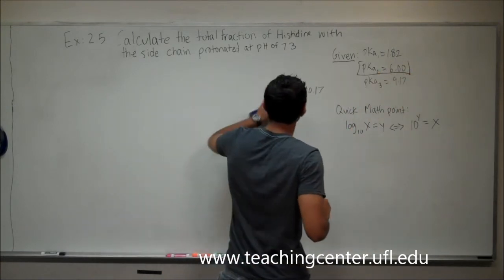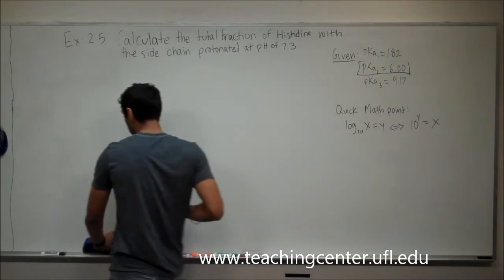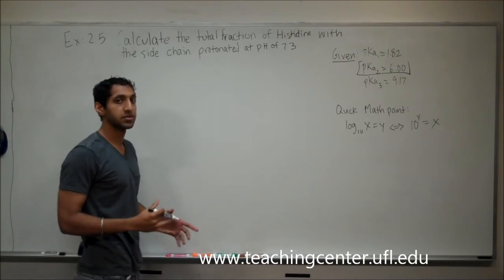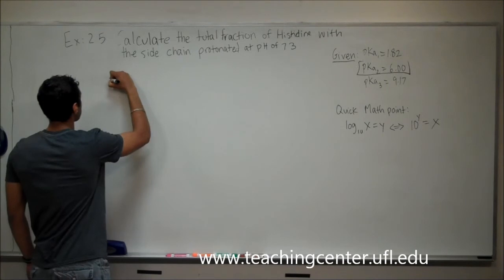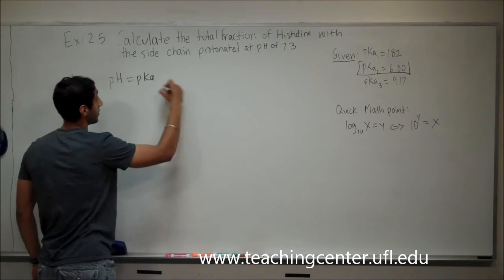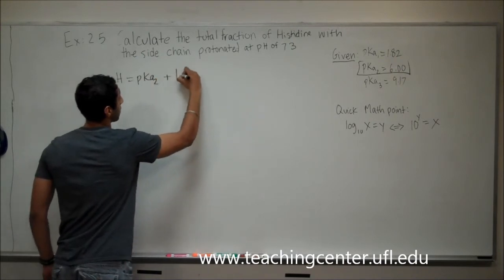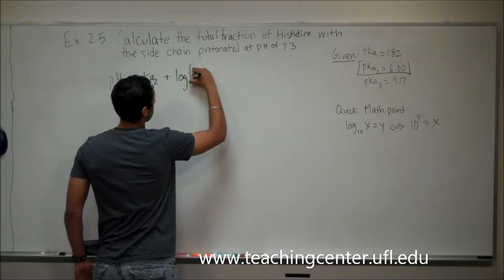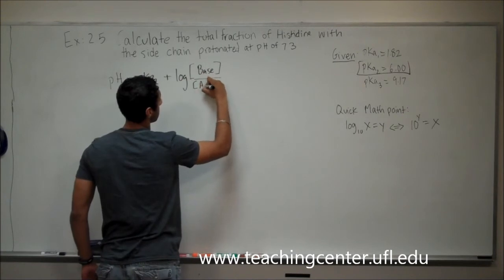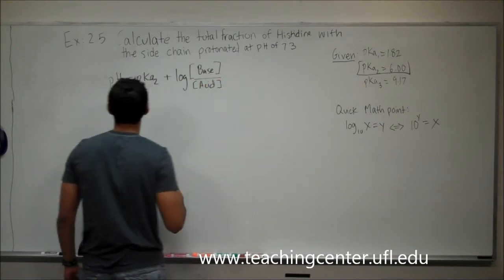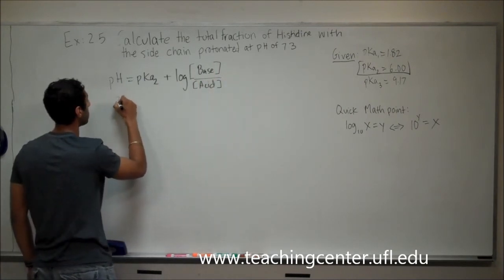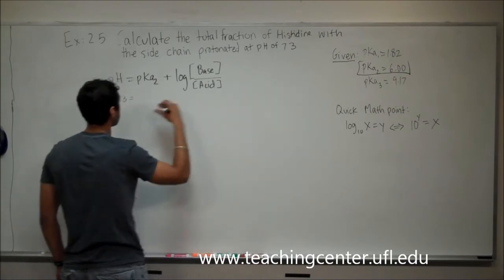After figuring out which pKa value to use, we need the Henderson-Hasselbalch equation. Every buffer problem requires Henderson-Hasselbalch. So starting that off, pH equals pKa, and this time we determined it's pKa2, plus log of your base over your acid. Using what we know already, the pH is 7.3 and the pKa is 6.